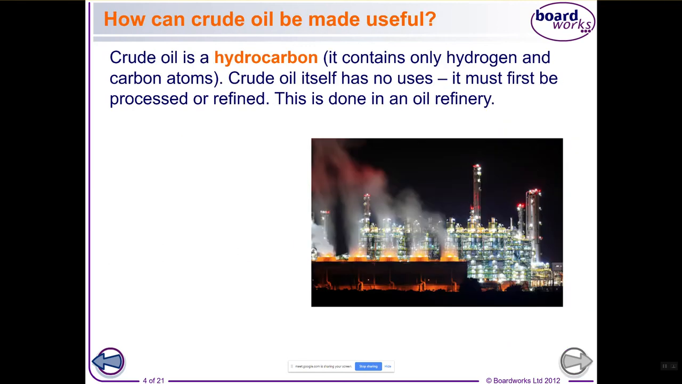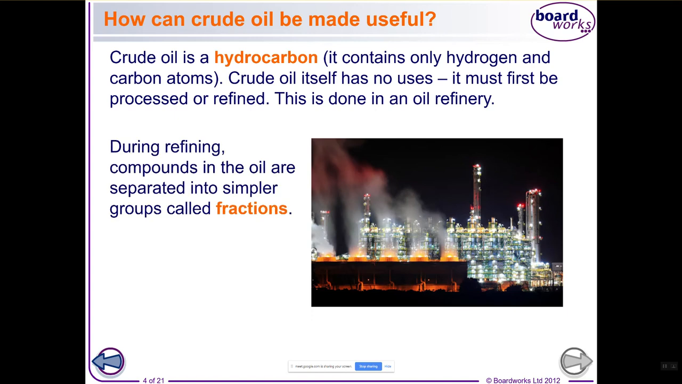So let's have a look. Crude oil, we should know by now, contains hydrocarbons, and basically there is no use for crude oil by itself. Nobody digs it out of the ground and goes, right, I'm going to use this in my car. We have to purify it first, or refine it, to use the proper word. Refinement is done in something called an oil refinery. So this is a picture of an oil refinery, which is an enormous building made up of lots and lots of towers, and those towers are where fractional distillation takes place.